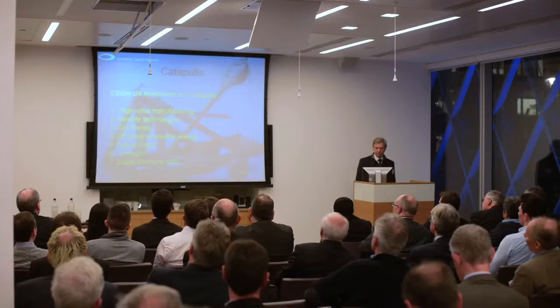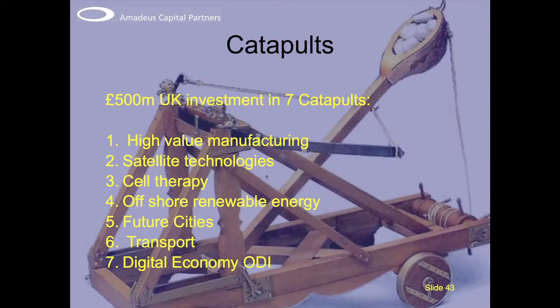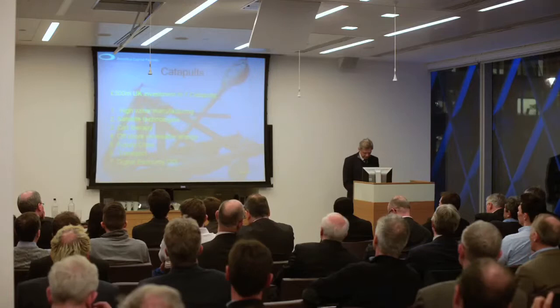So there are now seven such catapults. High-value manufacturing and satellite have pre-existed. And then the last five, which are cell therapy, offshore renewable energy, future cities, transport, and the digital economy, are five new ones. And I've just done a review of all of them with the result that things are actually looking pretty good.